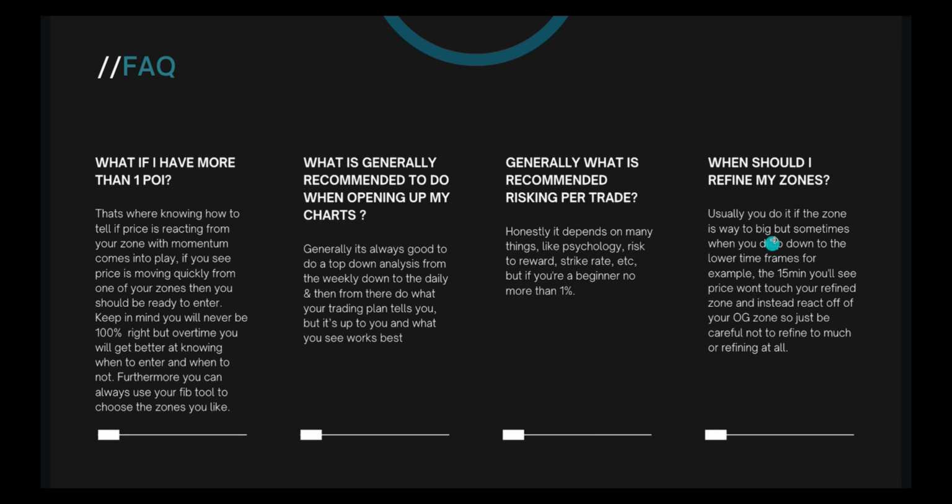Okay. Next, when should I refine my zones? Usually you do it if the zone is way too big. But sometimes when you drop down to the lower time frames, for example, the 15-minute, you'll see price won't touch your refined zone and instead reacts off of your original zone, which was the bigger zone. So just be careful not to refine too much, or refining at all. Again, backtest, see what works best for the pair that you're trading, because sometimes it is worth refining.